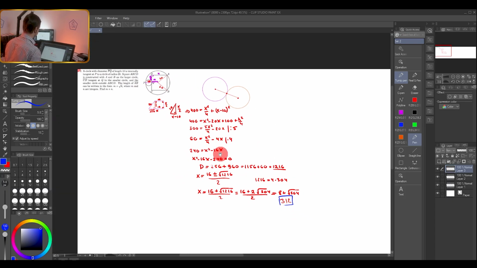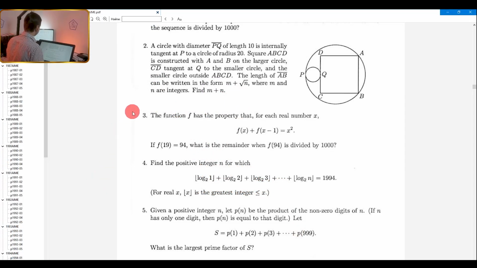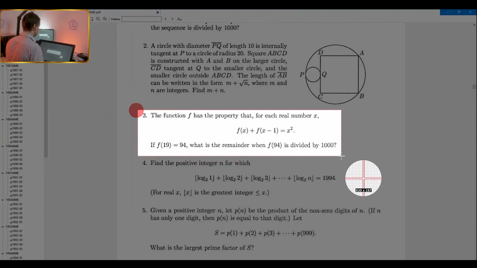Okay, so this one was very simple. Let's go to the next one. Okay, let's solve very simple functional equation number 3.